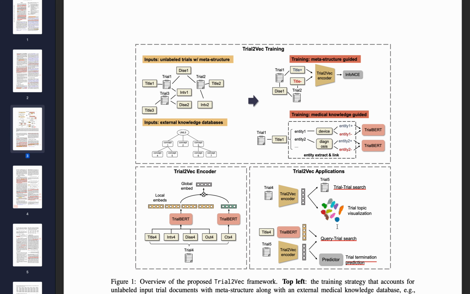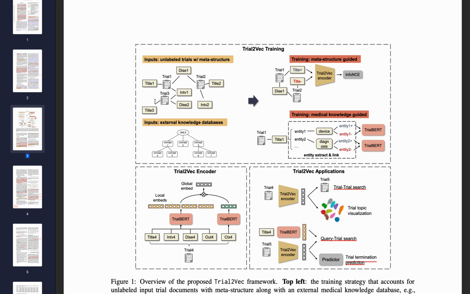So this image is a good overview of what they're trying to do. A lot of information here, but let's start with the top left corner. Two types of inputs are being provided. One is this trial level metadata. Each trial can have title, disease, intervention, and other associated metadata fields.